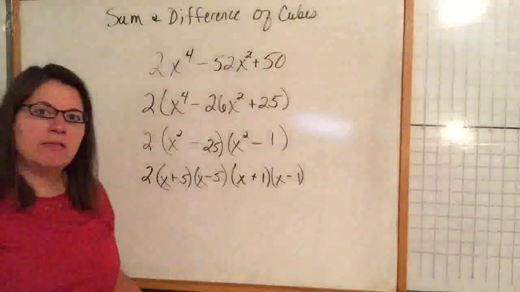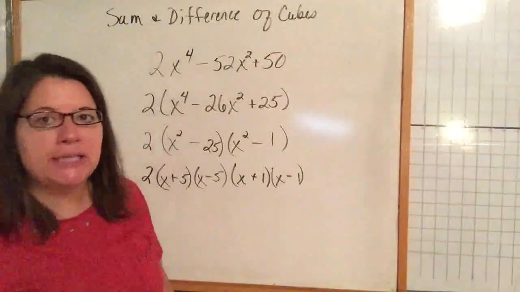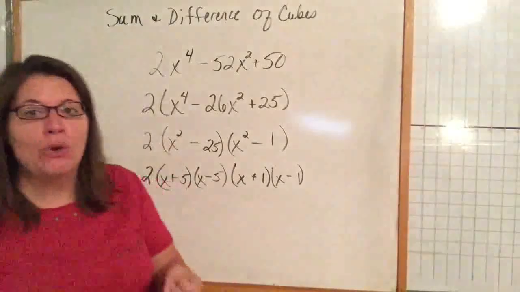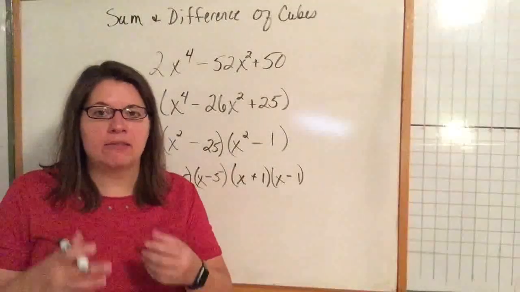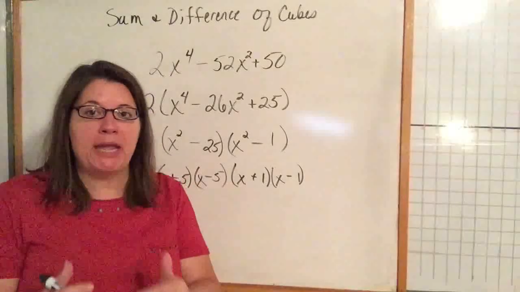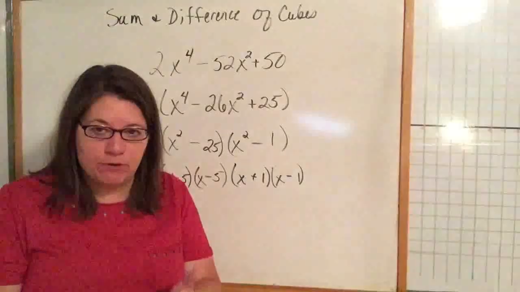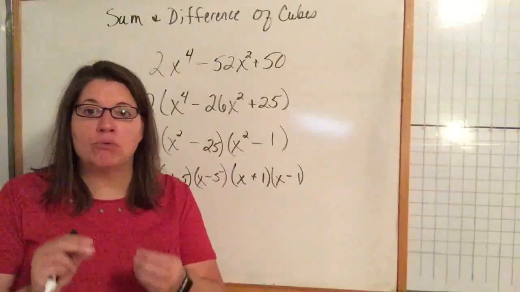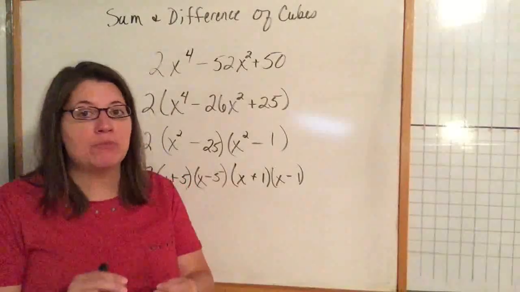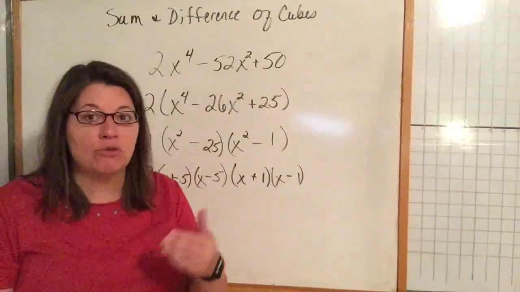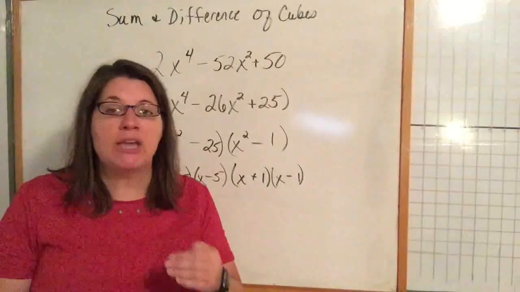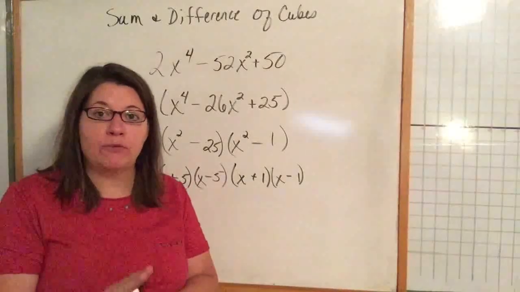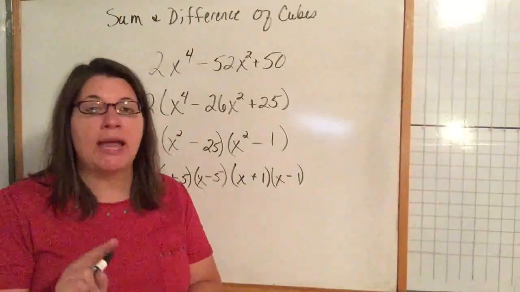So hopefully this lesson on factoring completely has given you some tools that you need to recognize when you can't stop, when you have to keep going, and make sure you're looking for difference of squares and sum and difference of cubes. If you don't recognize those, sometimes you might miss some answers because you're not factoring completely. So you have to be real careful to make sure you're purposefully looking for sum and difference of cubes and difference of squares.